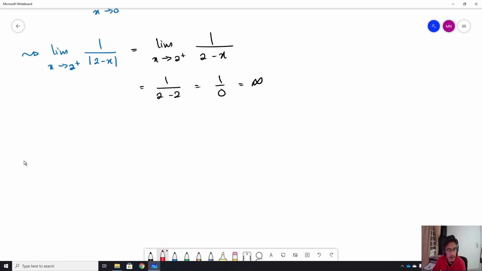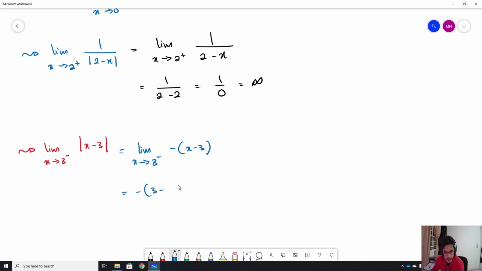So let's say we have another example. Limit x approaching 3 from the negative, from the left side, of x minus 3, modulus of x minus 3. So it will equal to limit x approaching 3 from the left side of negative x minus 3, because x is coming towards 3 from the left side, so that's why we need to consider the negative for the modulus. So negative 3 minus 3 equal to 0.